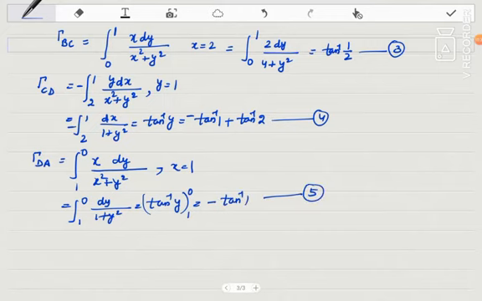Now what do we do? We will calculate gamma, which is the sum of all the four. So when you add 2 plus 3 plus 4 plus 5, if I am not wrong in numbers, then you will get the value of this gamma to be 0.